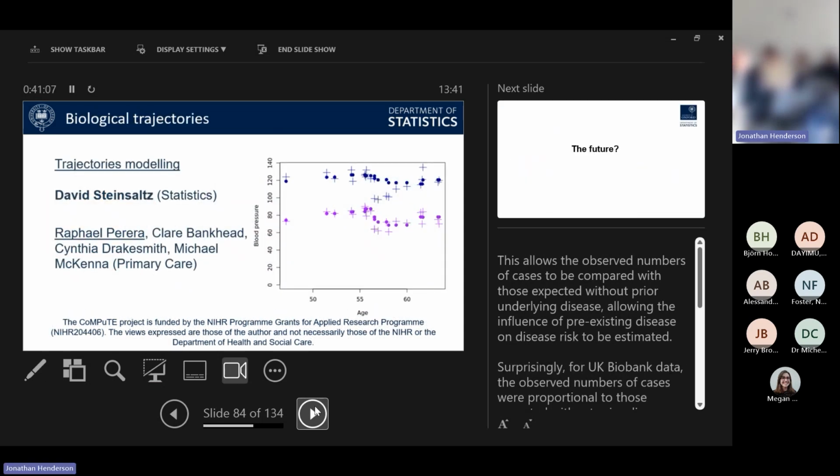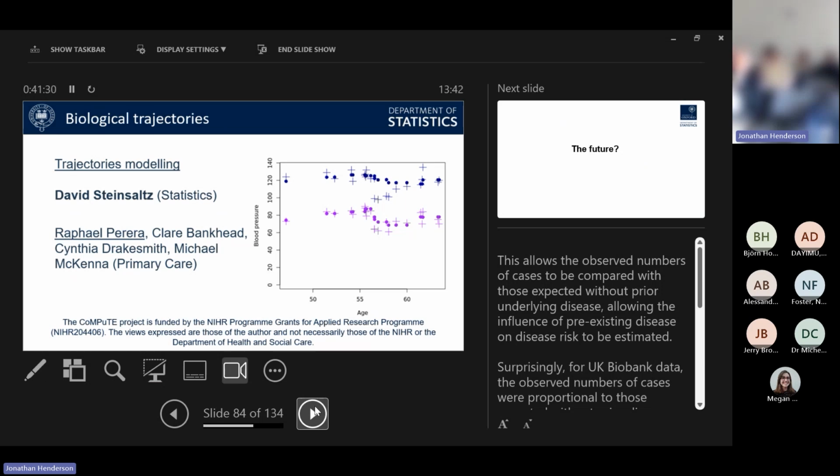So I'm working on the trajectories model, which is led by David Steinsaltz in the statistics department. The whole project's led by Rafael Pereira and Claire Bankhead. And we're a way off. Well, we're going to start producing results within the next few months. The models are just at the point now where we're starting to apply them.